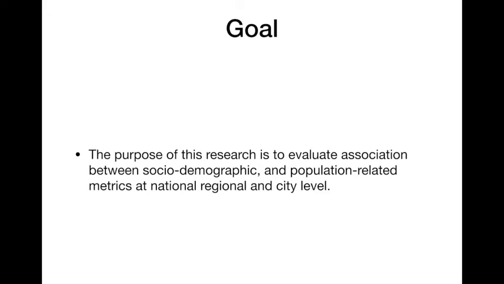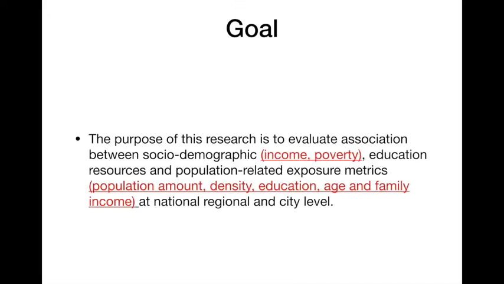So the goal of this research is to evaluate the association between socio-demographic and population-related metrics at national, regional, and city level. To be more specific, the socio-demographic metrics include income and poverty, and the population-related metrics include population amount, population density, and population in different education, age, and family income groups.